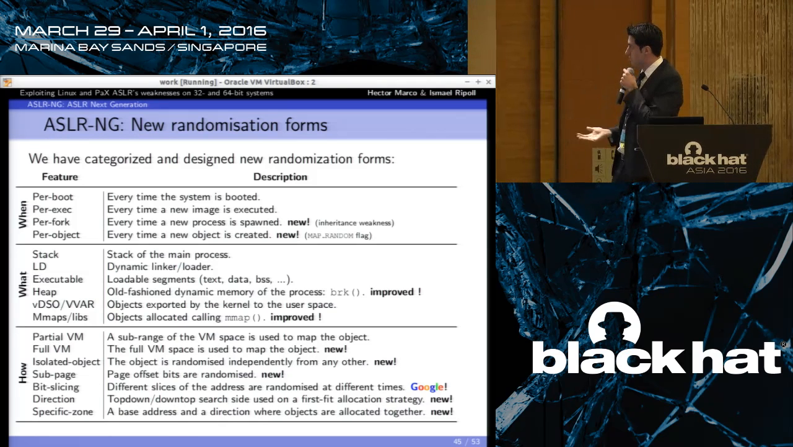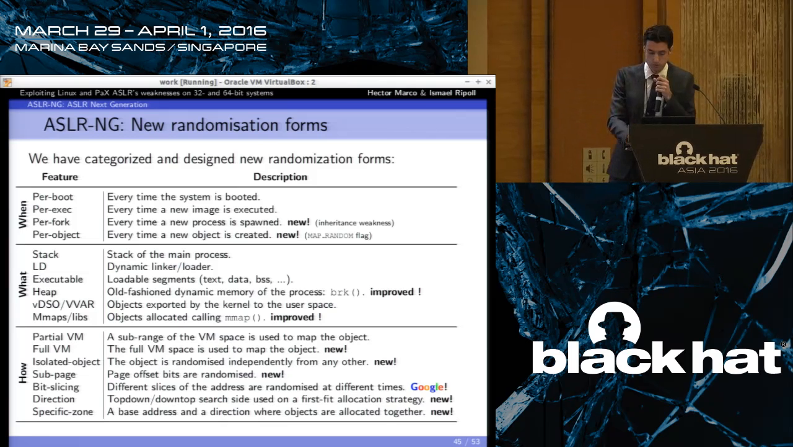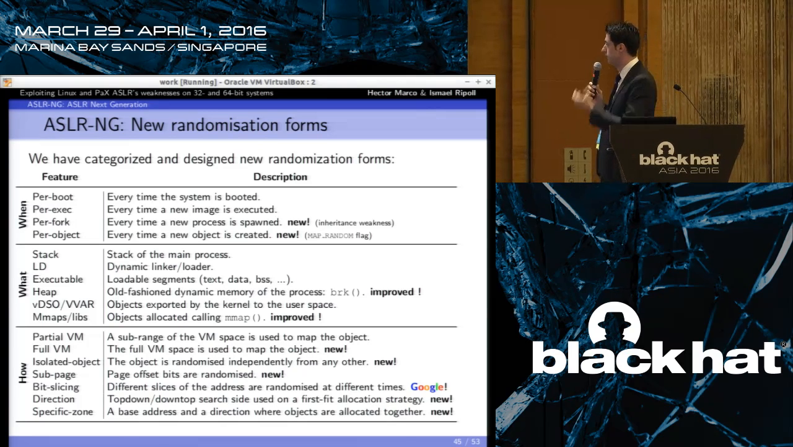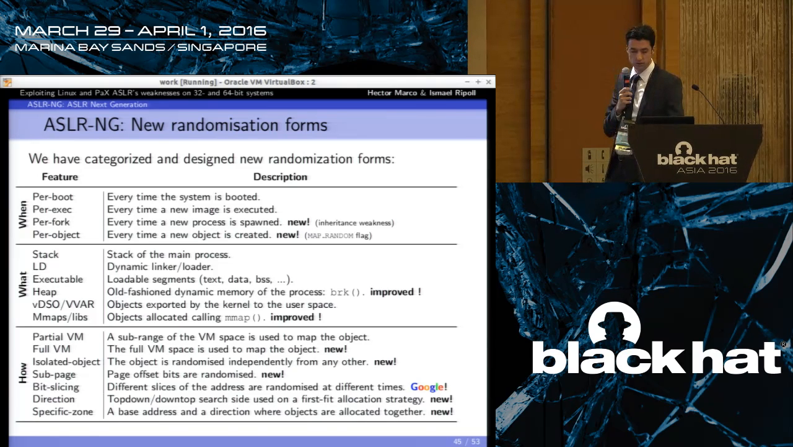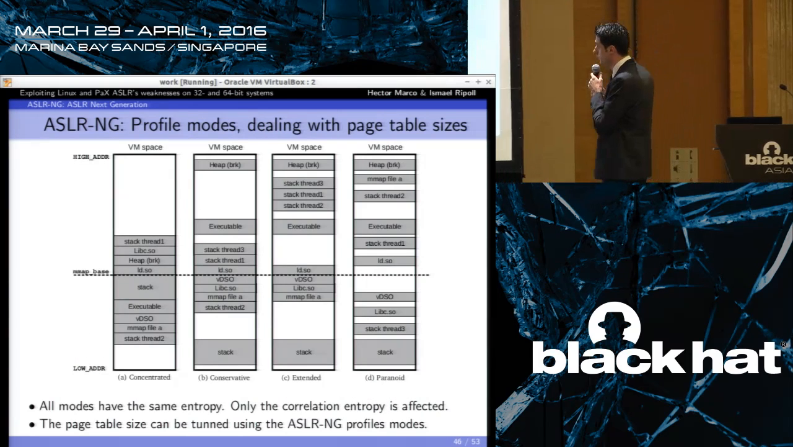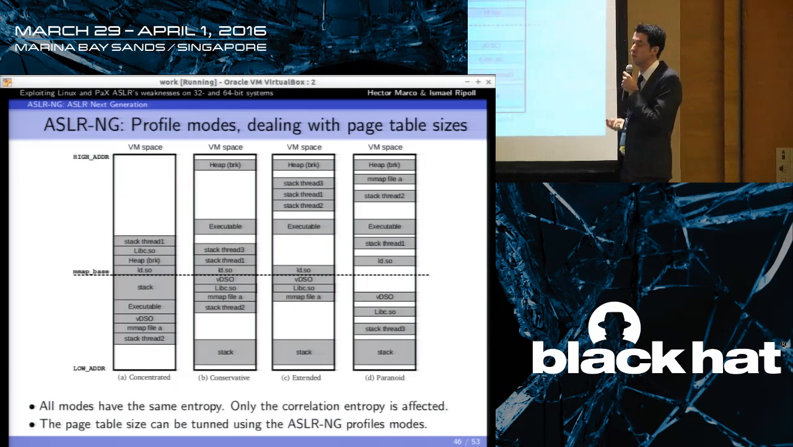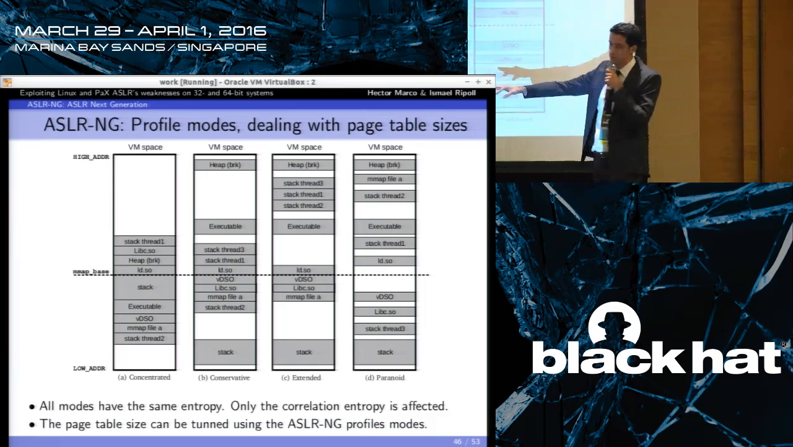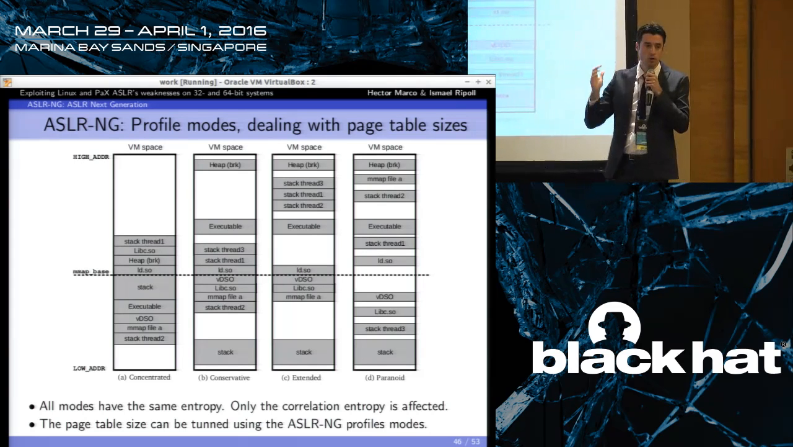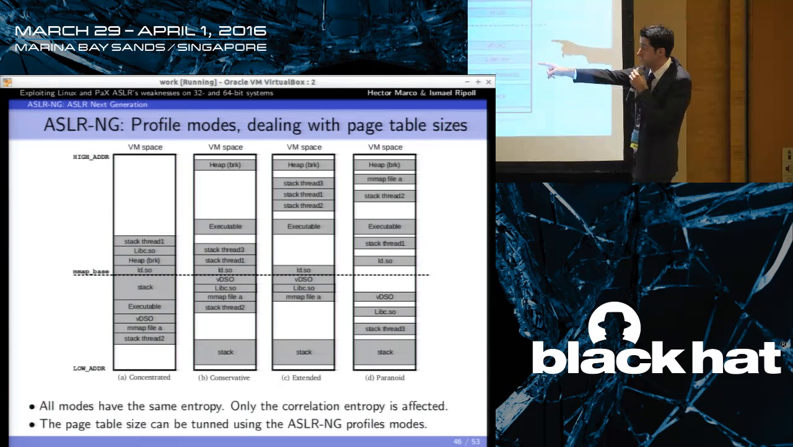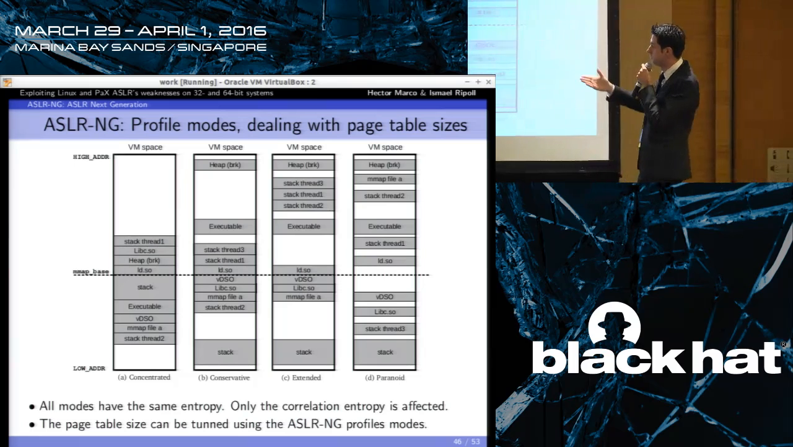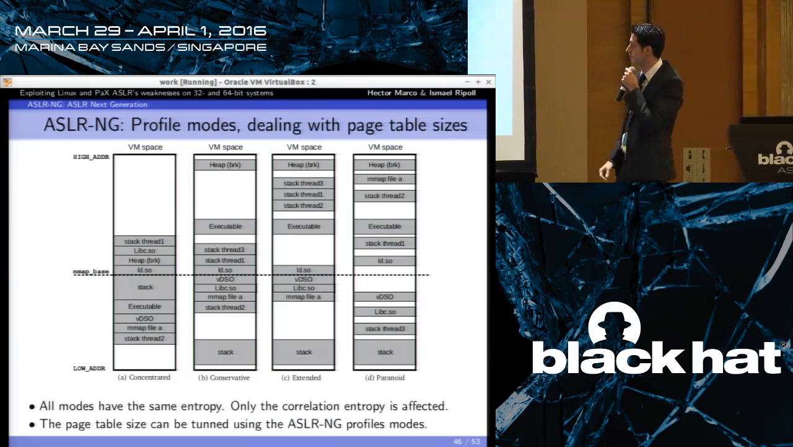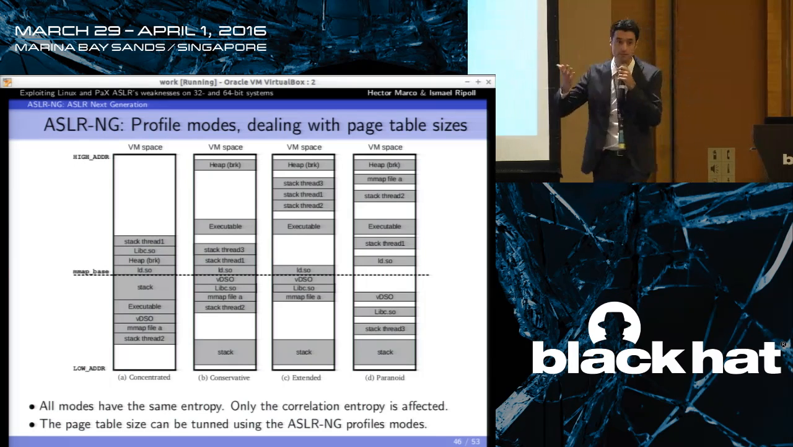So all of these randomization forms that we have introduced produce maybe too many configurable options. So we decided to create four profile modes in order to make ASLR-NG more usable. The first one is the concentrated, which tries to put all objects together. Okay, this is the most correlated one. Obviously you can use the correlation weakness to attack any object because all are together.